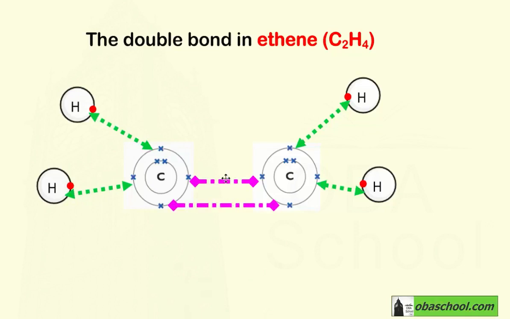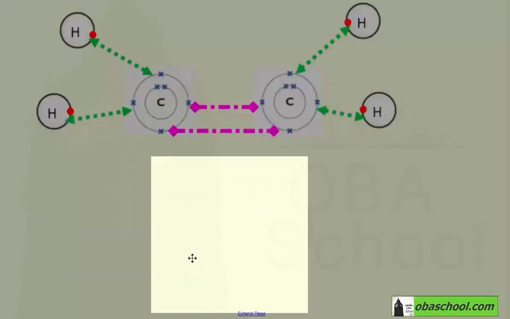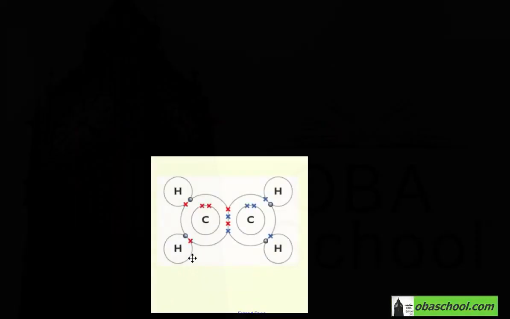So now we obtained a double covalent bond. So let's see the final result. Each carbon atom took 2 hydrogen atoms and formed a covalent bond with them. Also, the 2 carbon atoms formed a double bond.